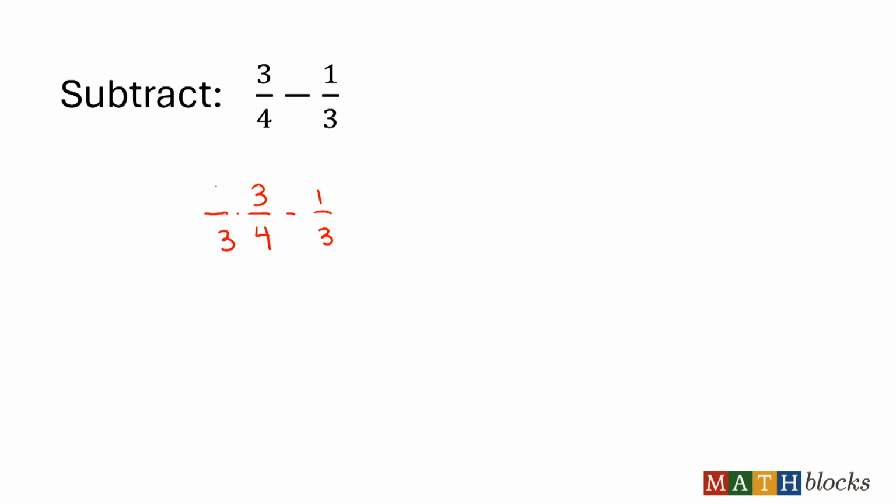So for the first fraction, I'm going to multiply by 3 over 3. And for the second fraction, we'll multiply by 4 over 4, which will give us 9 over 12 minus 4 over 12. So we've rewritten both terms as equivalent fractions with the same denominator. And so now we can do the subtraction just by subtracting those two terms in the numerator. 9 minus 4 will give us 5, and this is over 12.